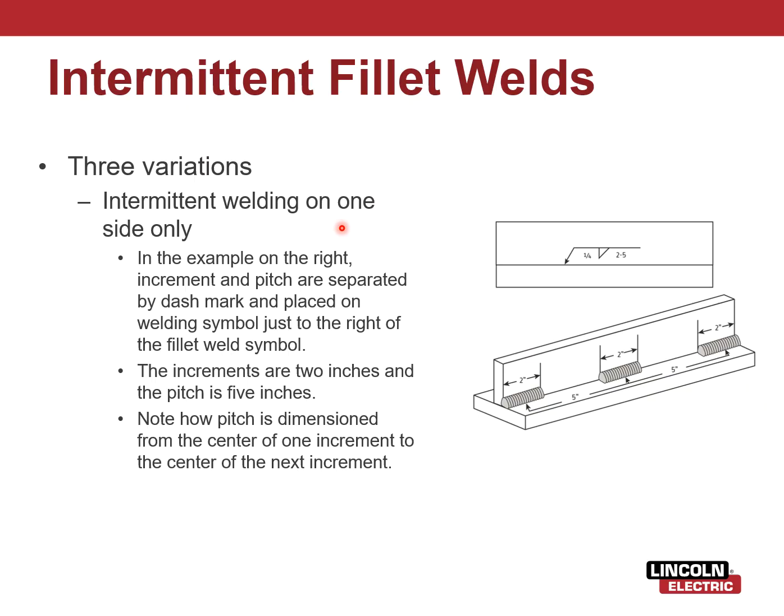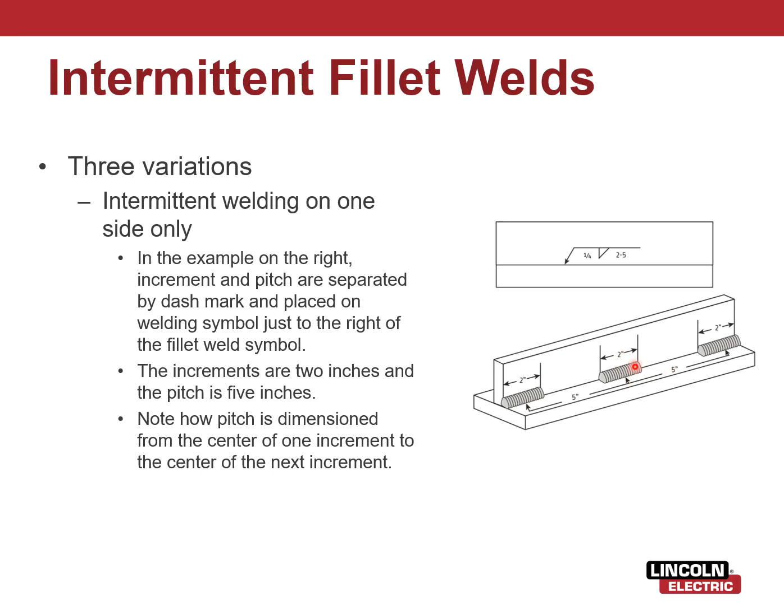Intermittent welding on one side only. So, a 1/4 inch fillet weld, 2-5. It's a 2-inch weld, which is our increment, and then 5 inches on center, the pitch. The first number is the length of the weld, and the second number is the pitch. That is the distance between welds, measured by the center of the weld. So this is a 2-inch weld pitched at 5 inches.